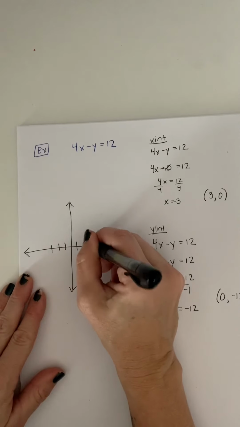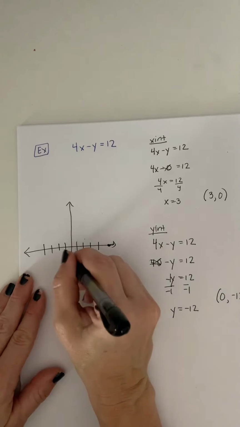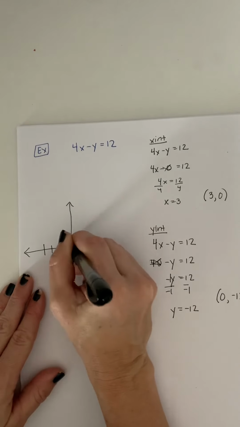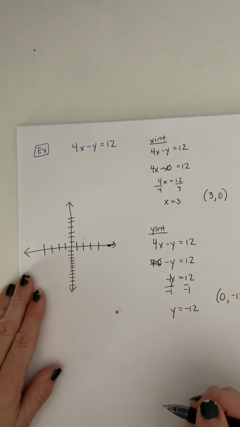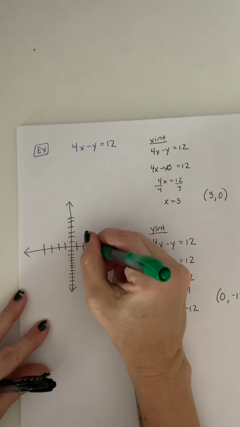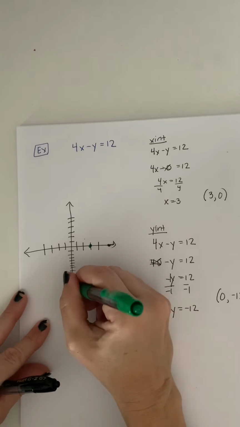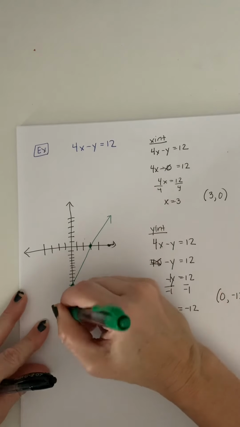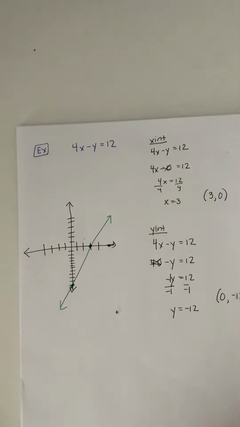So I know what my points are going to be, so I kind of know how far to go. I'm going to have to go all the way down to negative 12: 1, 2, 3, 4, 5, 6, 7, 8, 9, 10, 11, 12. I don't have to go all the way up to 12 on the top. My x-intercept is over at 3. My y-intercept is down at negative 12. Don't forget to connect the points. That's what makes the line. And boom, we got it.